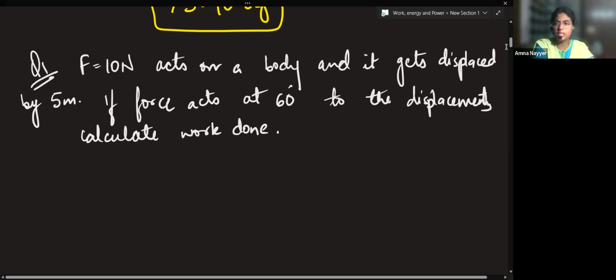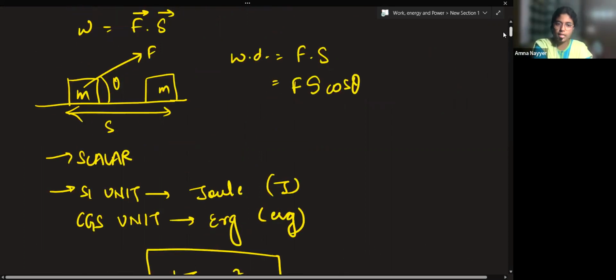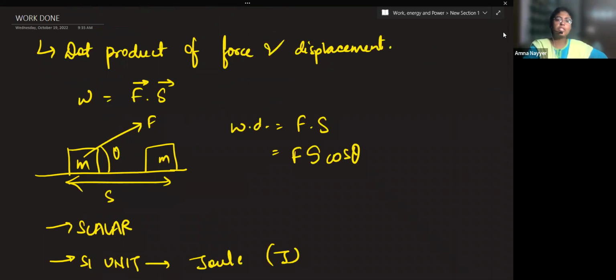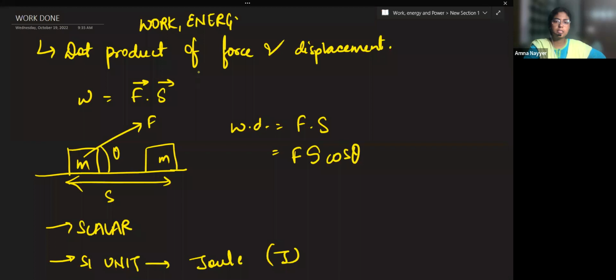Okay, do one thing. Firstly, note this part and then try this question. Note down this part, and as you reach that part, note it down. So this is your chapter 6, work, energy, and power. Chapter 6 of NCERT.